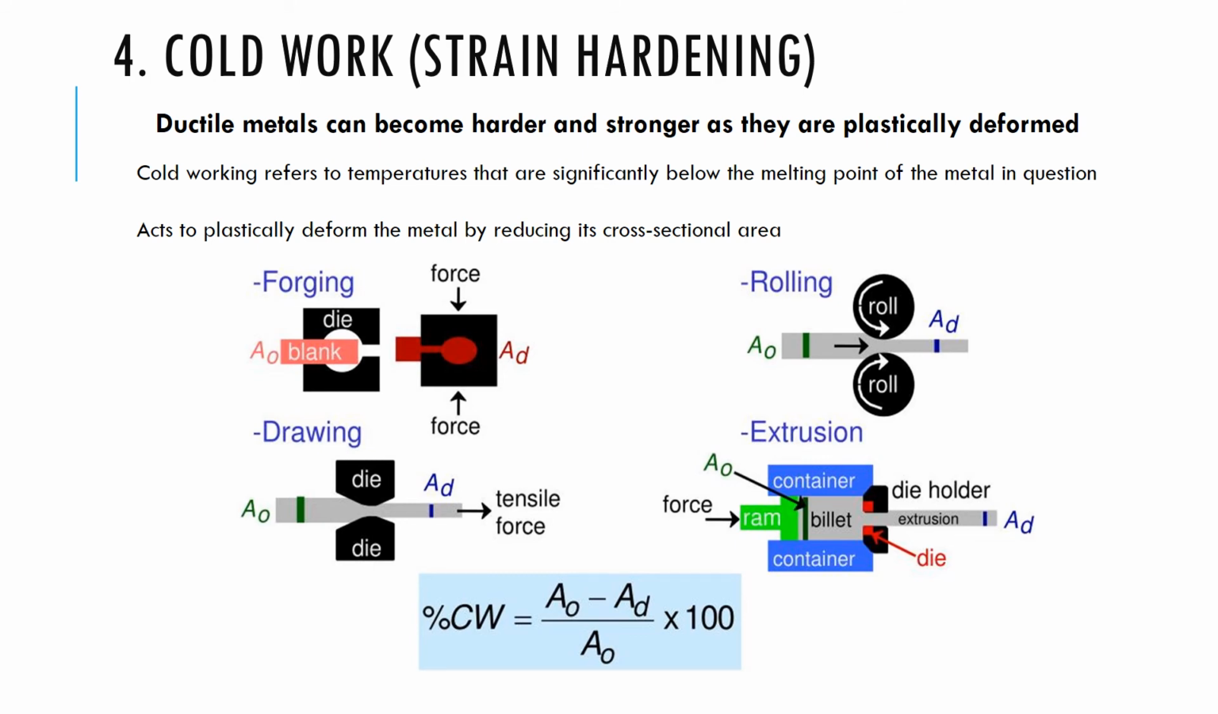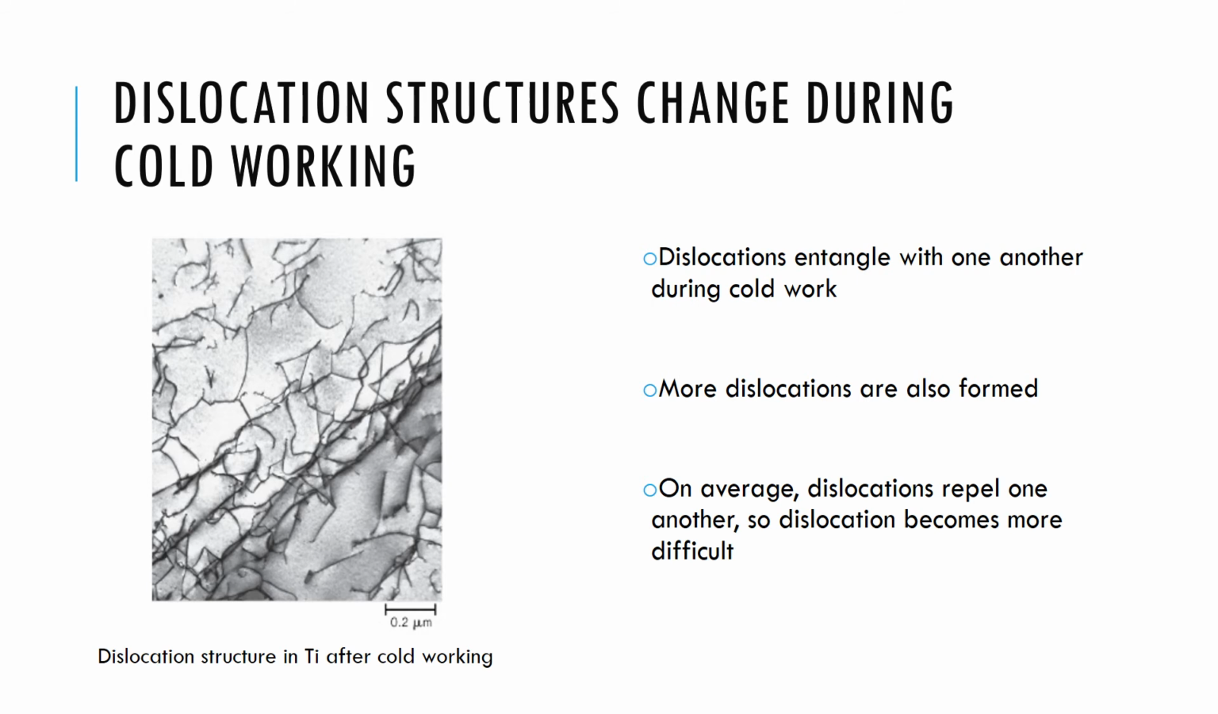So how do they do that? Well, as we plastically deform the material, those dislocations which are already present in the metal start to entangle with one another. We also form new dislocations by compressing the material. And if we think about those diagrams where we were looking at dislocations repelling one another, on average, those dislocations repel, so dislocation motion becomes much more difficult. By introducing more dislocations and causing them to entangle with one another, suddenly we pin them in place and they're much more difficult to move.